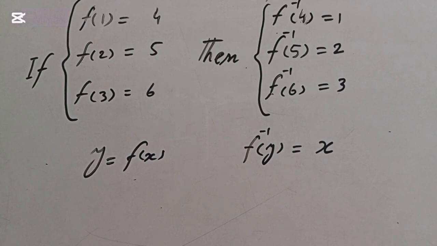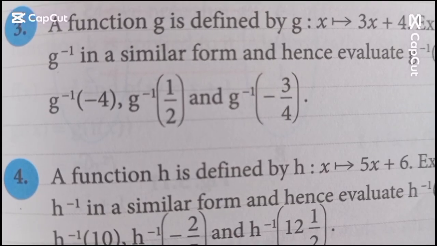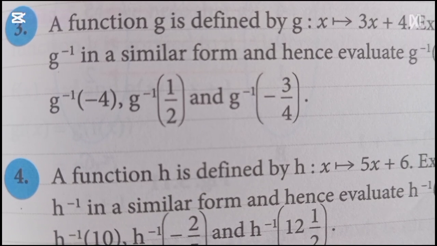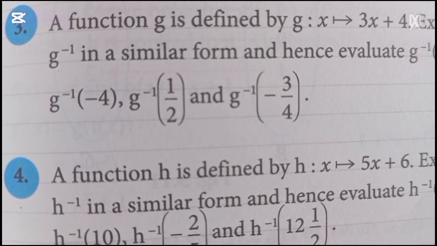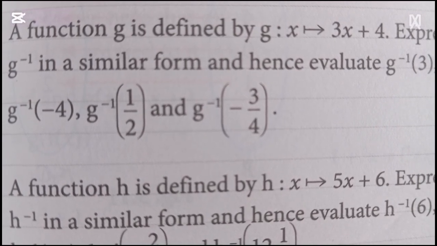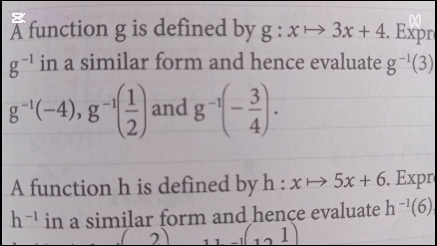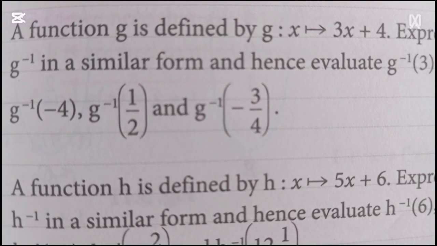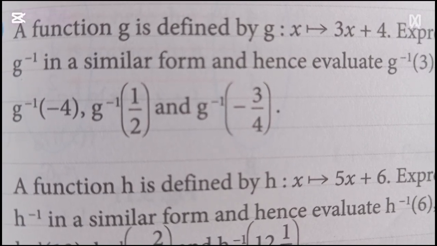For better understanding, we take a question. Exercise 5b, question number 3. A function g is defined by g(x) equal to 3x plus 4. Express g inverse in a similar form and hence evaluate g inverse at 3, g inverse at minus 4, g inverse at 1 by 2 and g inverse at minus 3 by 4.